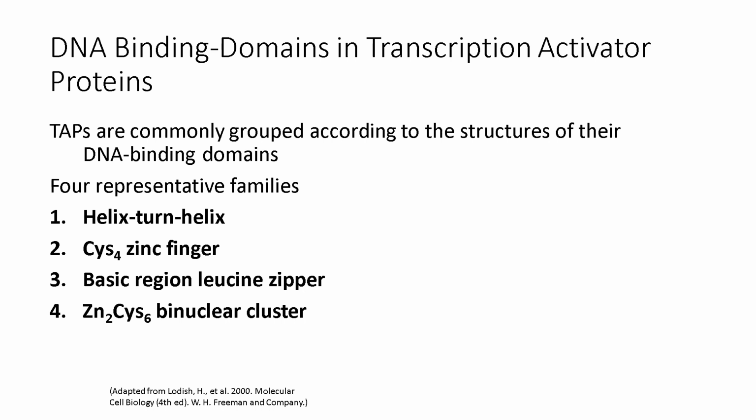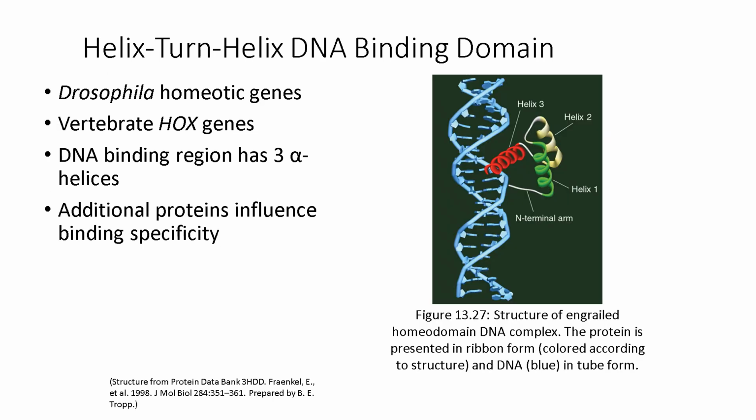Transcription activator proteins, or TAPs, are categorized based on the structure of their DNA binding domains. There are four main families: helix-turn-helix, CY4 zinc finger, basic region leucine zipper, and ZN2CY6 binuclear cluster. The helix-turn-helix motif is found in Drosophila homeotic genes and vertebrate HOX genes. This domain has 3 alpha helices, and additional proteins often help refine binding specificity. It enables precise interaction with DNA to regulate developmental genes.